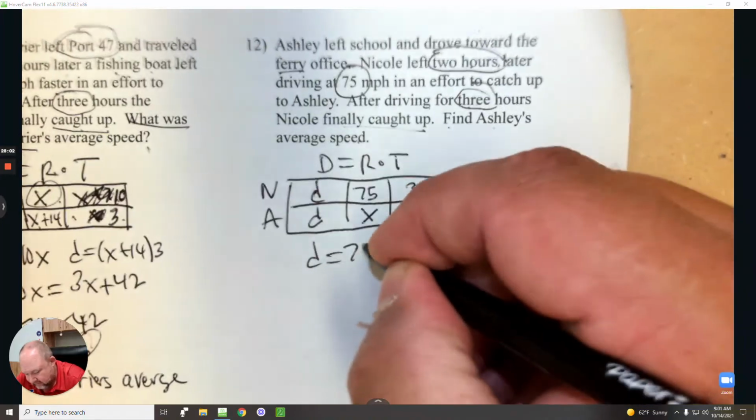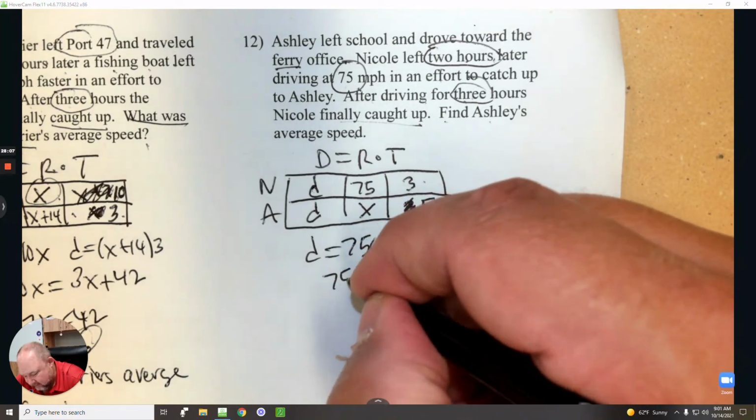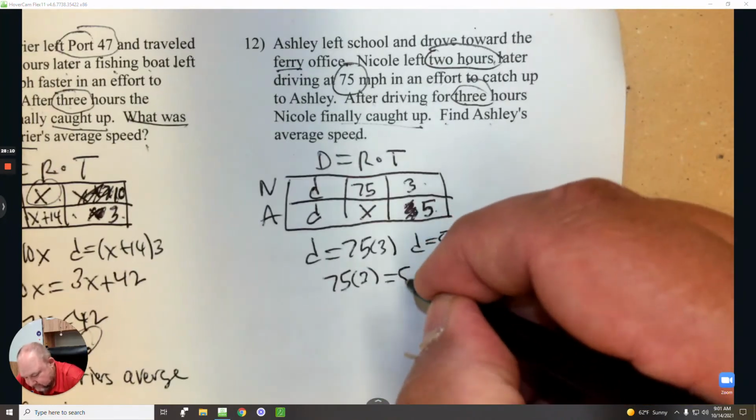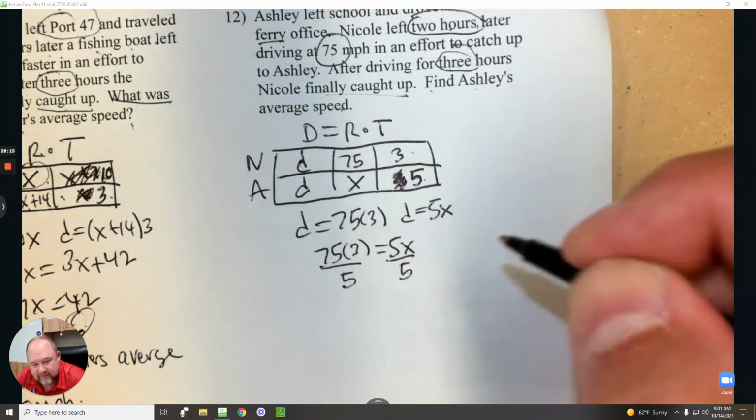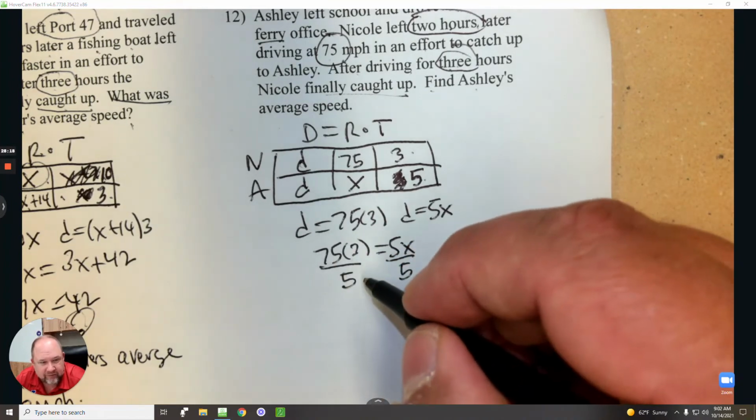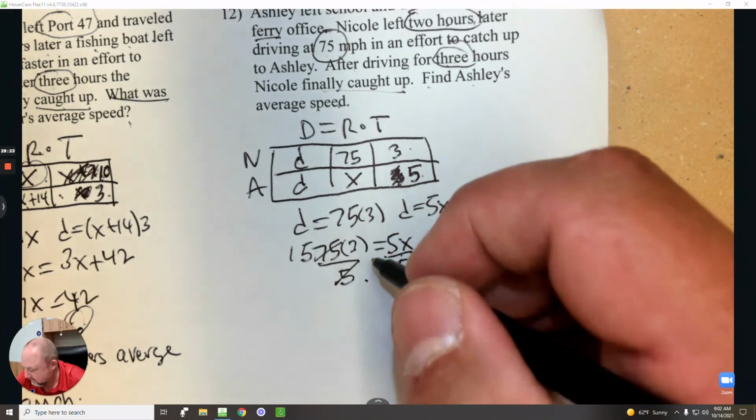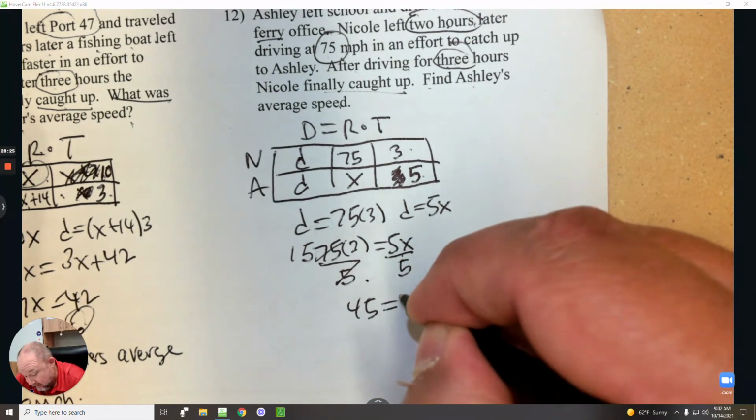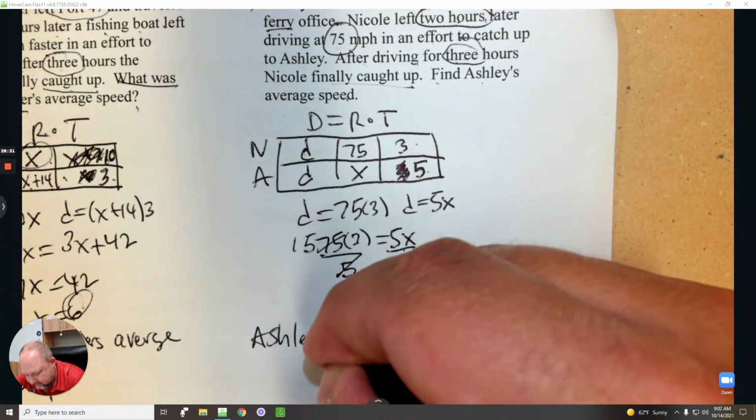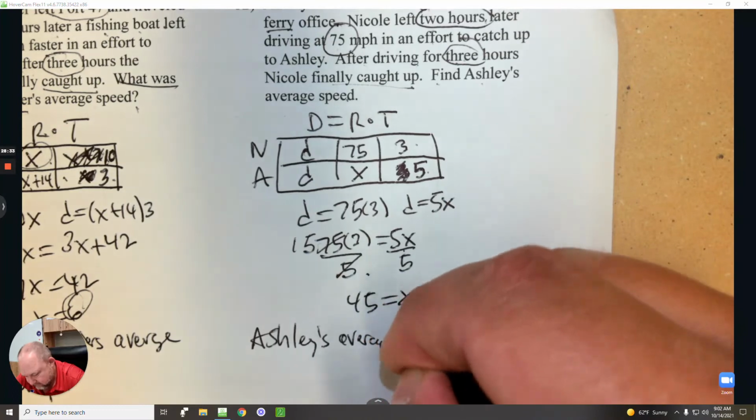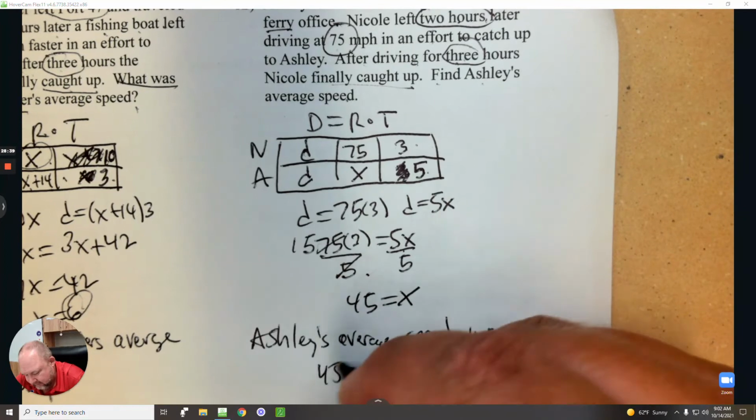So distance is equal to 75 times 3. Distance is equal to 5x. Make them equal to each other. Divide by 5. Here's a technique, maybe, if you didn't have a calculator, don't multiply this out. Divide, and then 5 goes into 75 15 times, and 15 times 3 is 45. That's another way to simplify it without a calculator, and then write a sentence. So Ashley's average speed was 45 miles per hour.